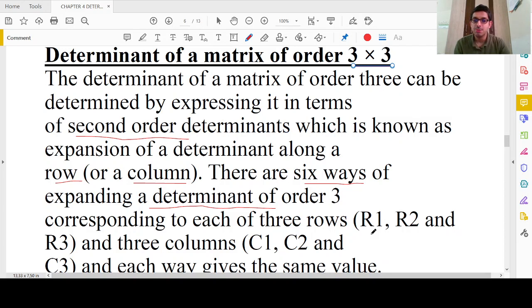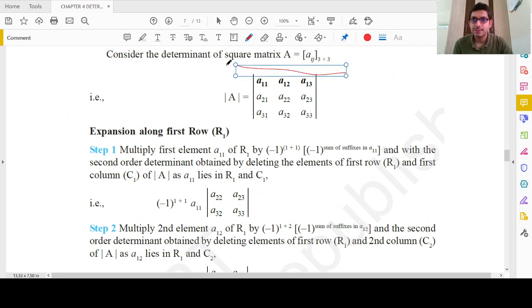Okay, now let us try how to expand the determinant of a square matrix of order 3 by 3. So determinant of A is equal to, I have taken it as A11, A12, A13, A21, A22, A23, A31, A32, A33. That is the standard form. So let us see how to expand it using the first row. Similar methods can be followed for expanding along any other row or any other column.